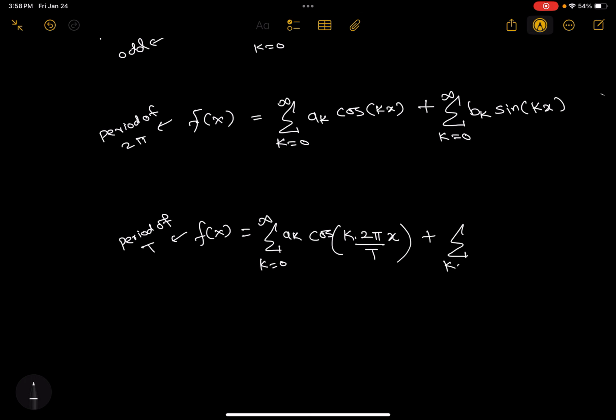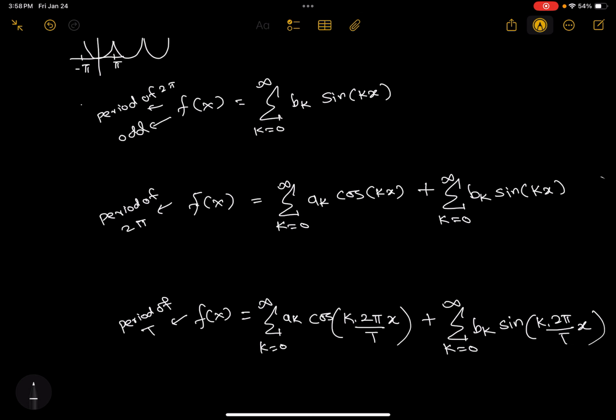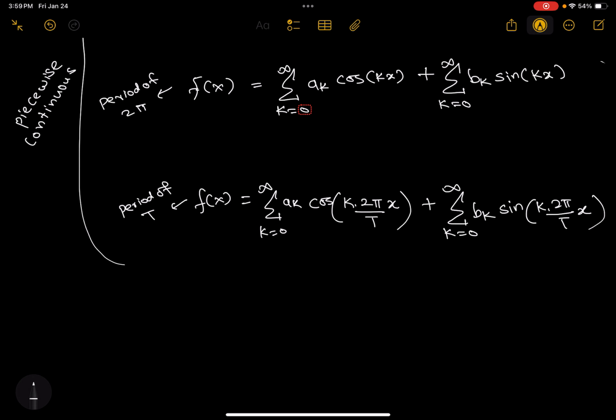Similarly, I can introduce the similar sum b sub k and then sine k times 2 pi by t x. Now this tells us that any function with period 2 pi, also I forgot to mention, this function should also be piecewise continuous. Sorry for forgetting to mention that. So we get the idea that any piecewise continuous function with period t can be written as this infinite sum, right?